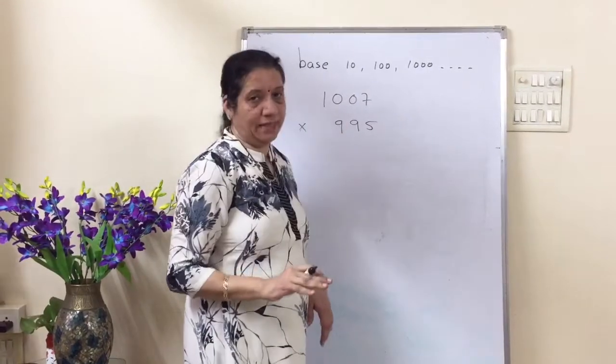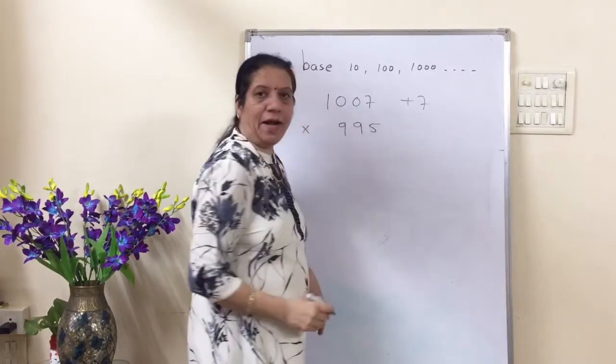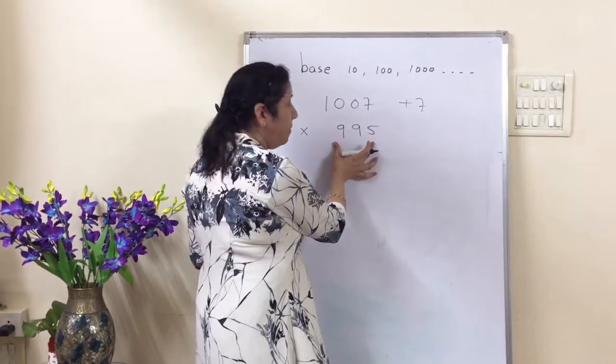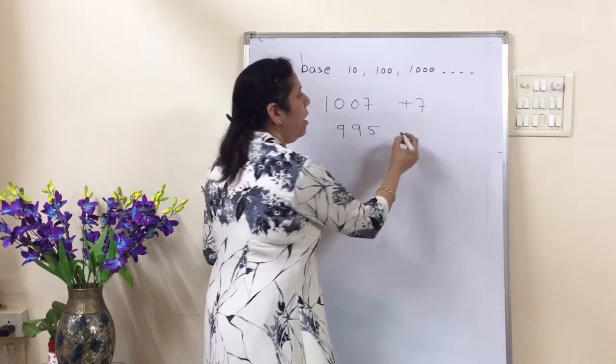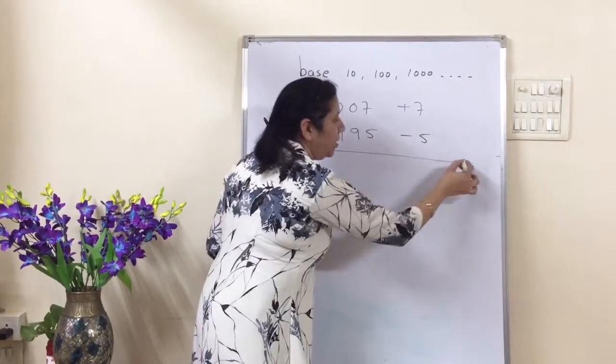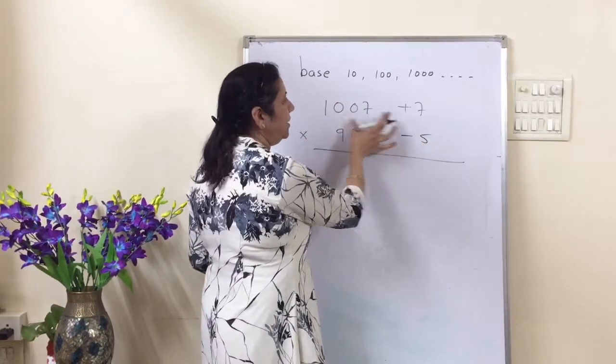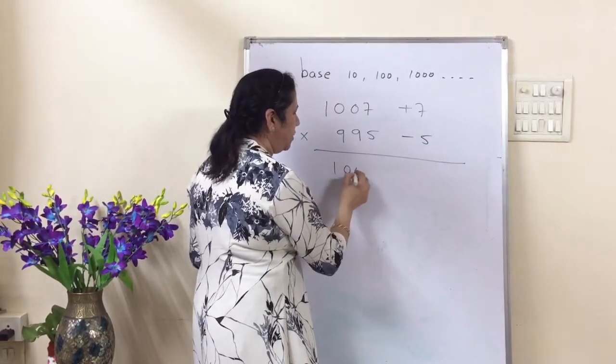Now in this example we have one number which is greater than 1000 and one number which is less than 1000. So now this number is greater by 7, so we will write down plus 7. This number is less by 5, so we will write down minus 5. Okay, now the method will remain same, cross addition. So 1007 minus 5 is 1002.